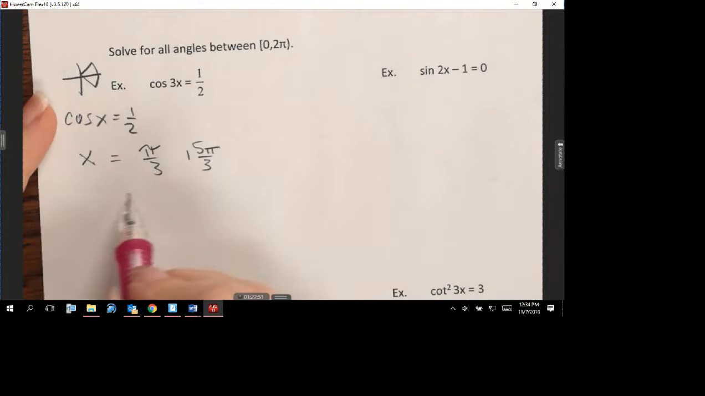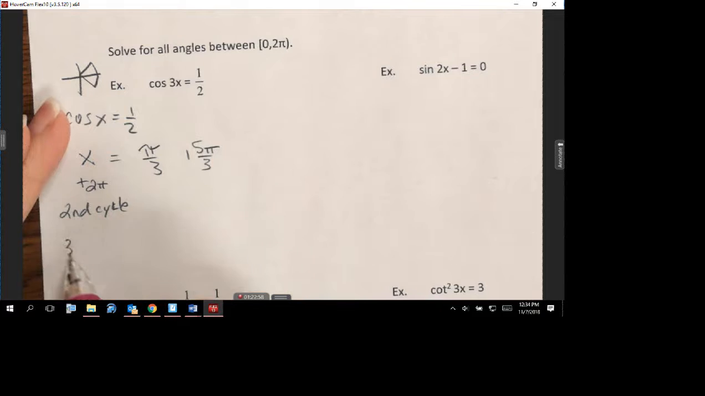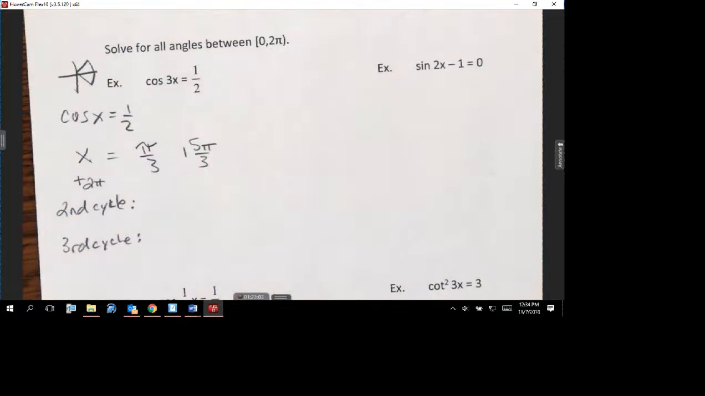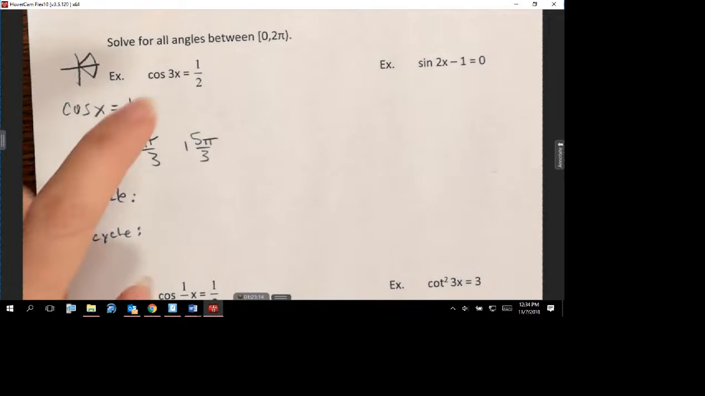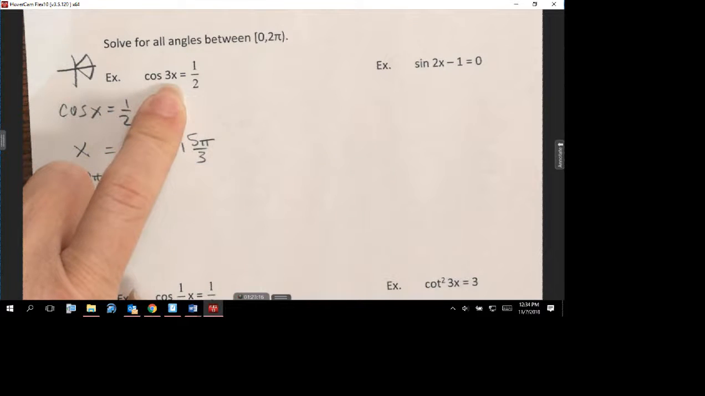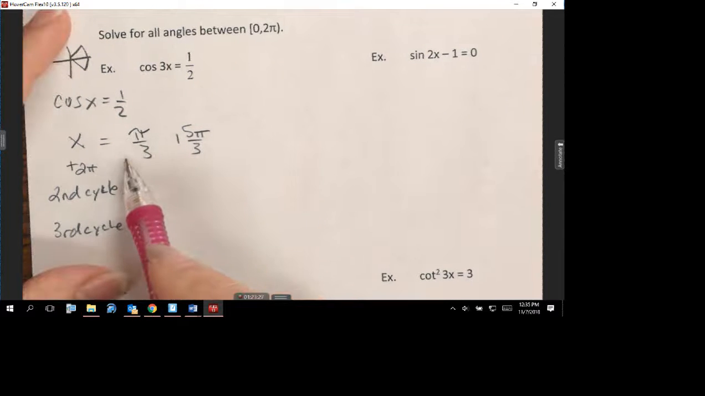Remember, to get the next cycle, we're going to add 2 pi. So we're going to have a second cycle, and we'll have a third cycle. And just for anybody out there that's like, I don't know why she knows that there's 3 cycles. How do I know that there's 3 cycles? Nevaeh? That 3 in front of the x is telling me how many cycles there will be to shrink in and fit. So the second one, does that mean there's 2? There will be 2 cycles. Yep, you got it.